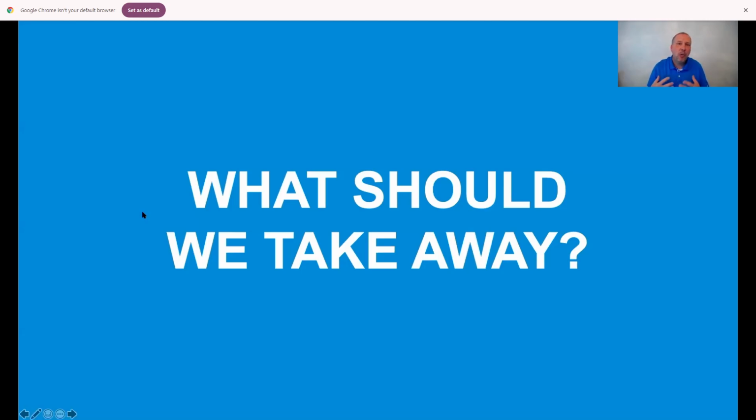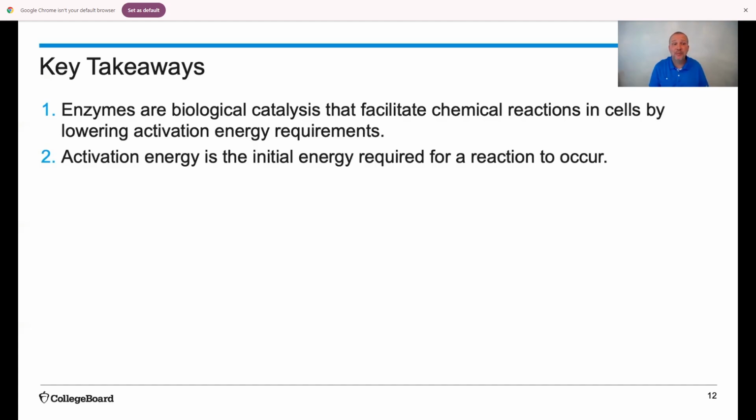So what should you take away from today's lesson? First, enzymes are biological catalysts that facilitate chemical reactions in cells by lowering activation energy requirements. Second, activation energy is the initial energy required for a reaction to occur.